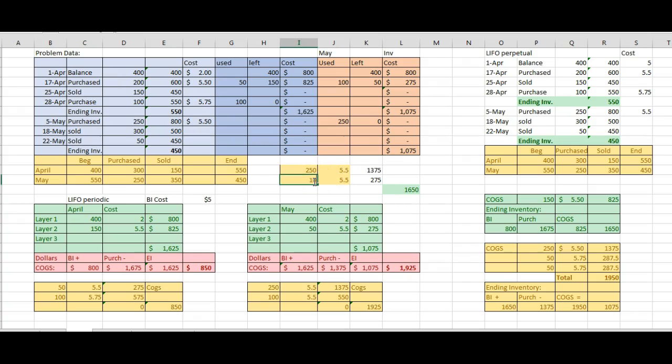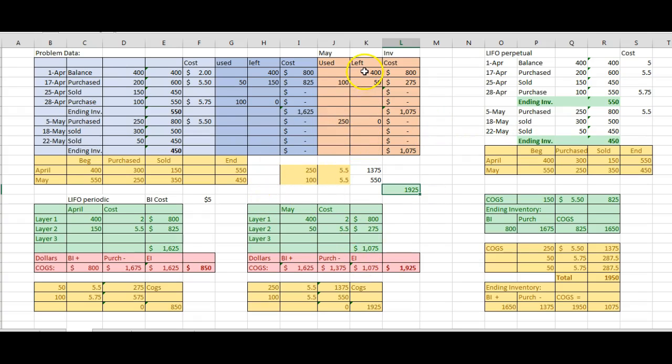And then we'll take our 100 and multiply it by... and we will multiply that 100 by 550. And if we add those two together, it says our cost of goods sold is going to be $19.25. Okay, so let's double check that.